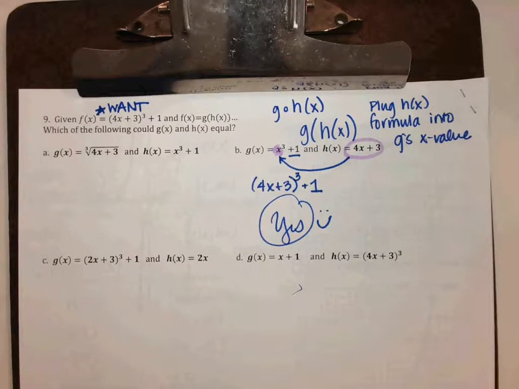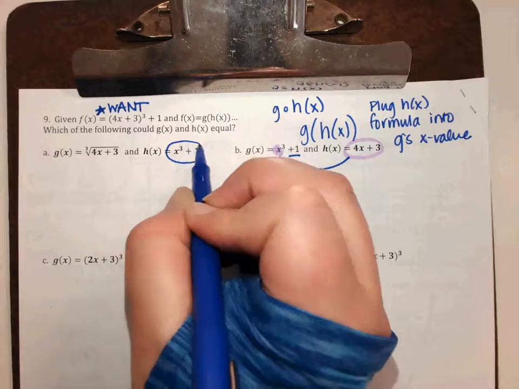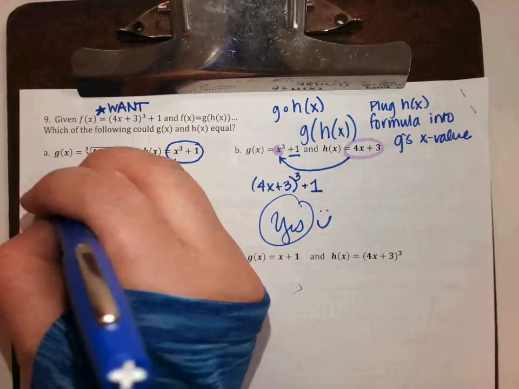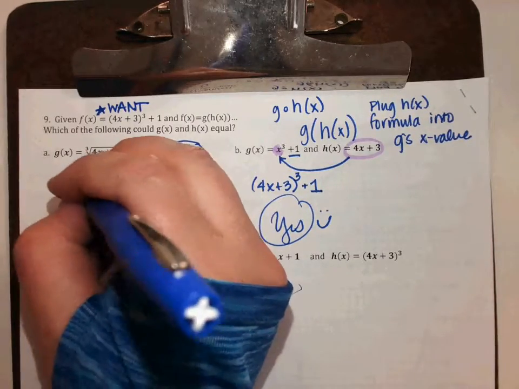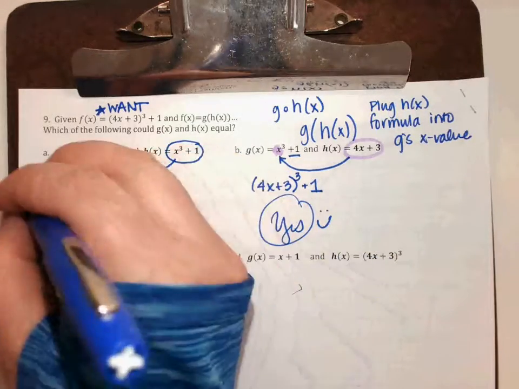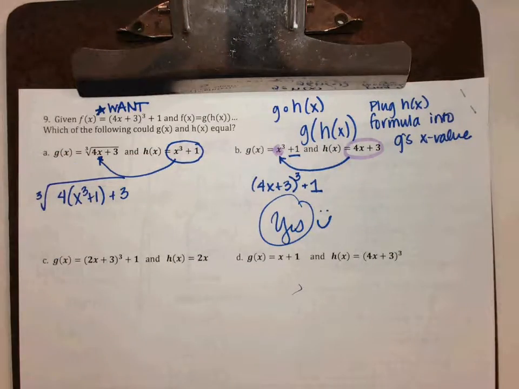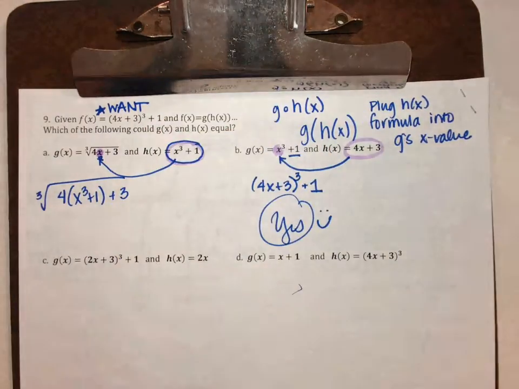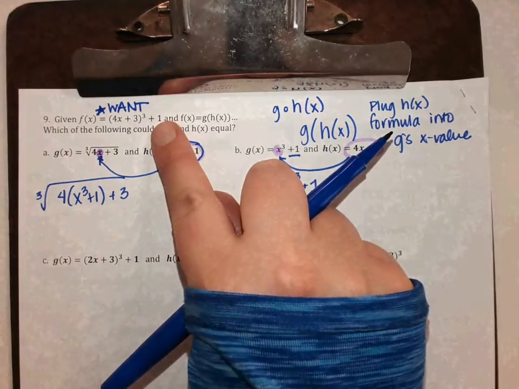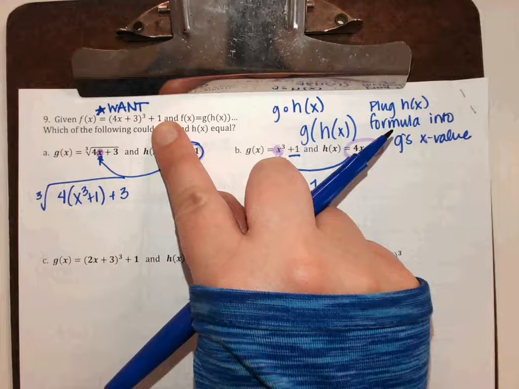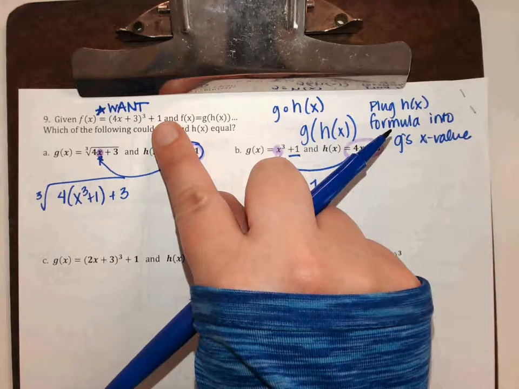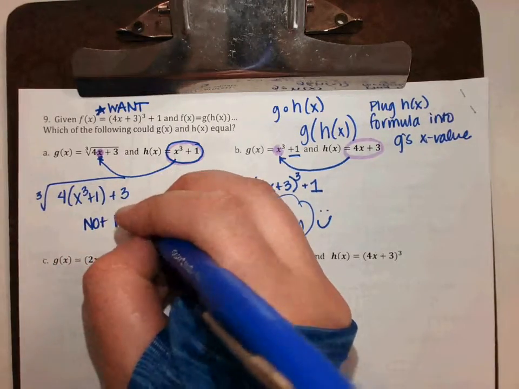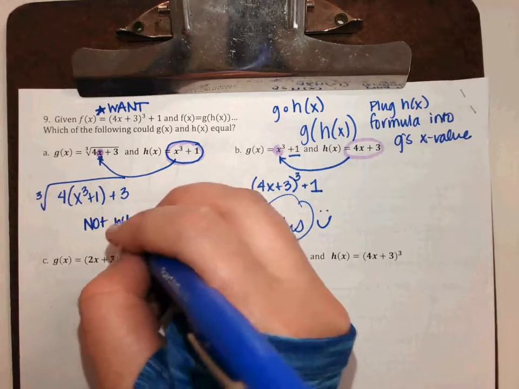Let's go back to A. I'm going to circle this. I'm going to replace it where the X is right here. So I have 4 times, then my X is there, I'm putting my X cubed plus 1, plus 3, then I'm putting it in a cubic root. So I'm literally taking this exact formula, but I'm just taking my X out, and I'm putting this in instead. This is what I want. Is that what I want? No, it doesn't look the same at all, right? You have a random cubic root that's not supposed to be there. So this is not what I want. So that would be a no.